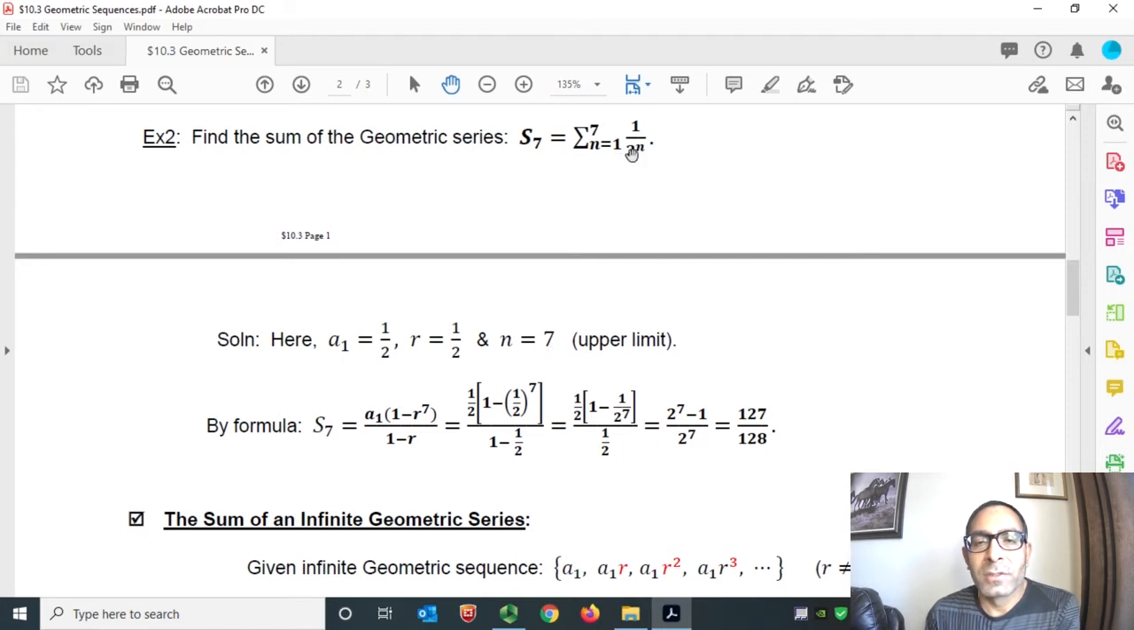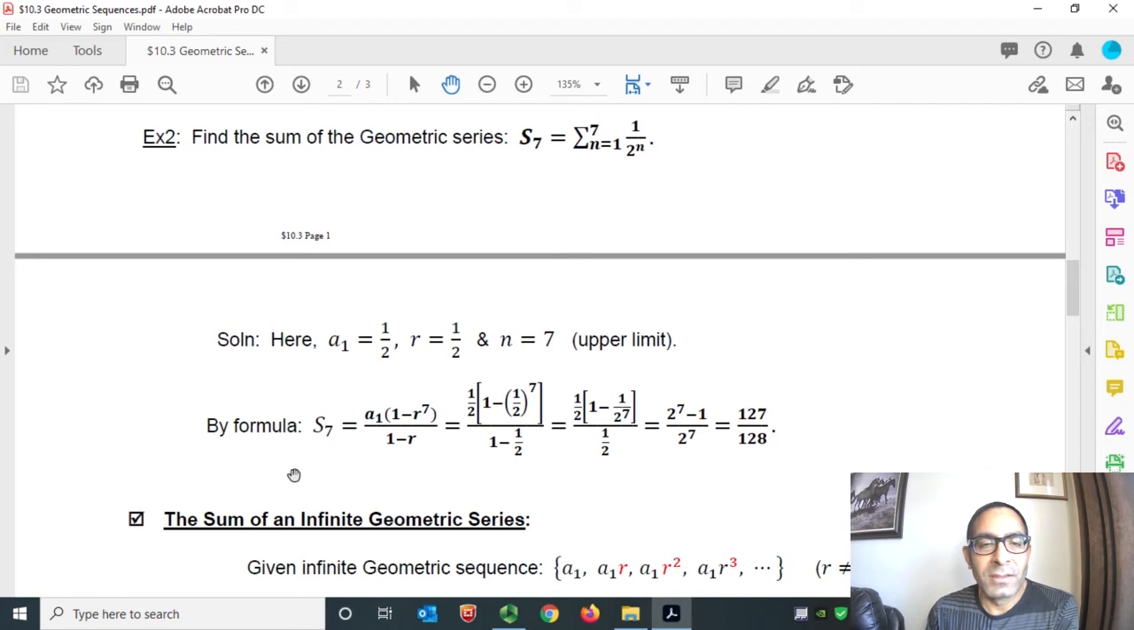To find the first term, put n equals 1, so 1 over 2 to the power 1 is 1 over 2. For the common ratio, the first term is 1/2, and for the second term, put n equals 2: 1 over 2 squared, which is 4, so 1 over 4. So the second term is 1 over 4 and the first term is 1 over 2. To find the common ratio, divide the second term by the first term, so 1 over 4 divided by 1 over 2 is just 1/2. I hope this makes sense to you all.